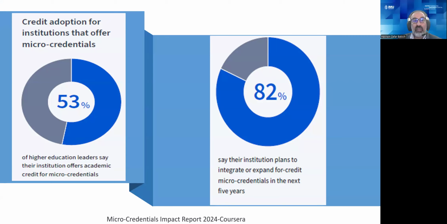You see the credit adoption for institutions that offer micro-credentials. That's 53% more. Like if your institution is offering micro-credential courses, the credit adoption of higher education will be higher. And the leaders say their institution offers academic credit for micro-credentials. And 82% said in that report their institution plans to integrate or expand for-credit micro-credentials in the next 5 years. So more than 80% of institutions, according to this Coursera report, most probably America and Europe and other developed countries data, are planning to offer or even accept credit earned using this micro-credential way, okay?